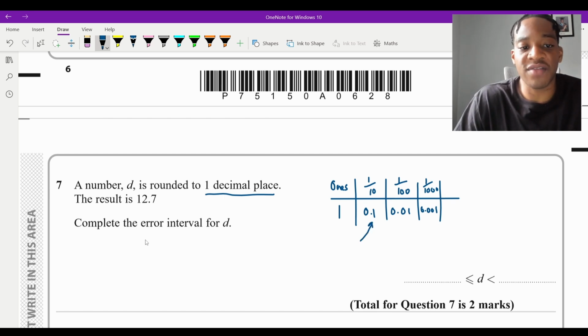And all you're going to do is just half that number. So 0.1 divided by 2 is going to be 0.05. And then what you would do to complete the error interval is you're just going to add and subtract this number from your original number, 12.7.